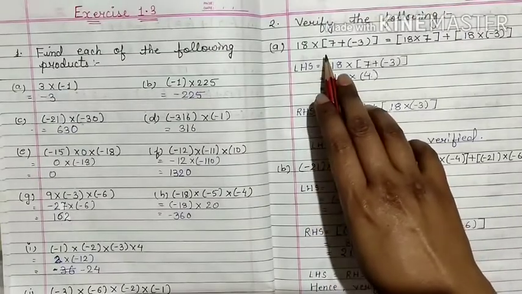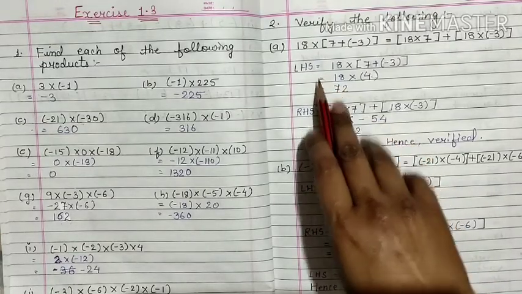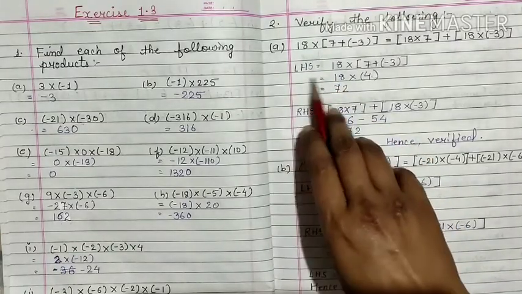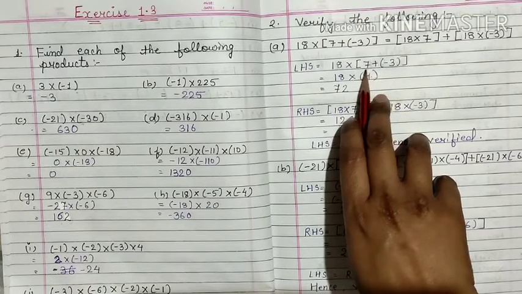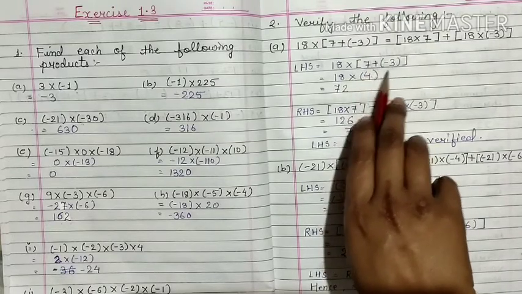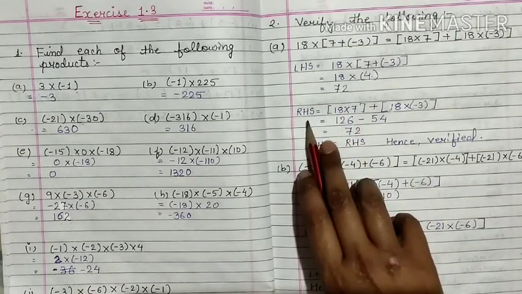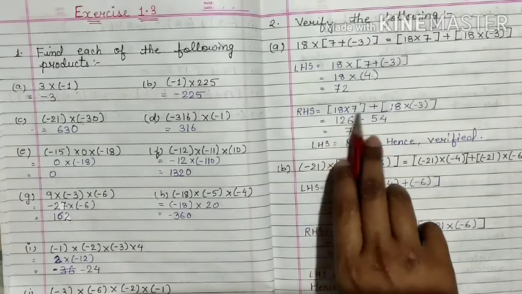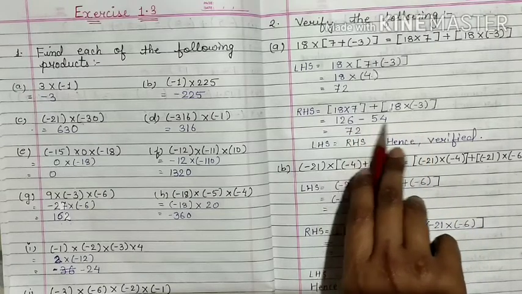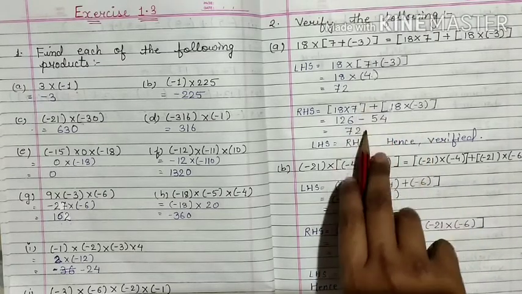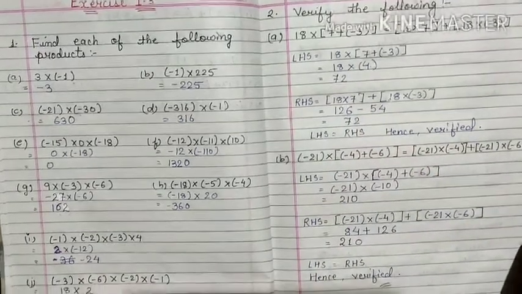Question number 2, verify. We have to check what is LHS and RHS. LHS equals the given 18 into 7 plus minus 3. First we solve the bracket. 7 minus 3 is 4, and 18 into 4 is 72. LHS equals 72. Now check what is RHS. RHS equals 18 7s are 126 and 18 3s are 54. 126 minus 54 is 72. Then we can see LHS and RHS both are the same, so it is proved or verified.